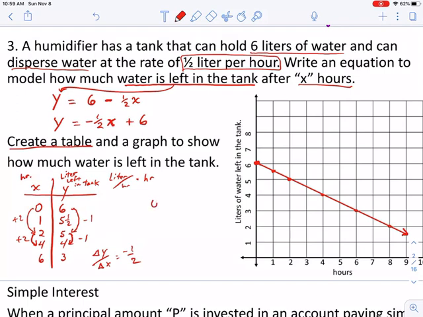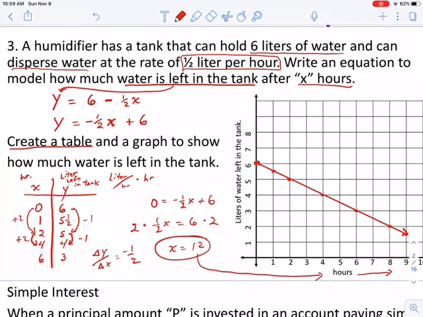So if I'm looking for x when y is equal to 0, I would have to solve 0 equals negative 1/2 x plus 6. If I add 1/2 x to both sides, I would have 1/2 x equals 6. And then I would multiply both sides by 2 to cancel out that multiply by 1/2 to get x equals 12. So even though I can't see it on my number of hours here, it's going to go all the way to 12 when we get to 0 liters of water left in the tank. Okay?